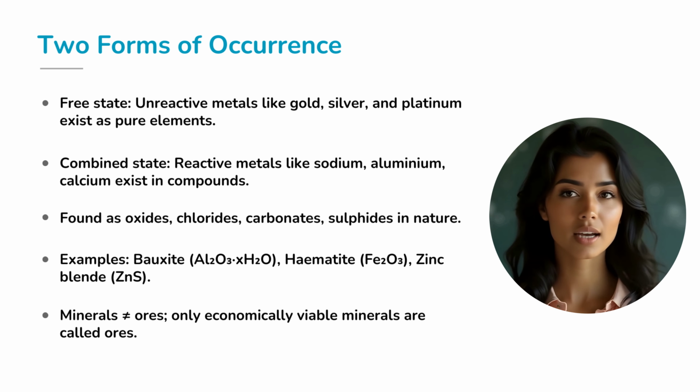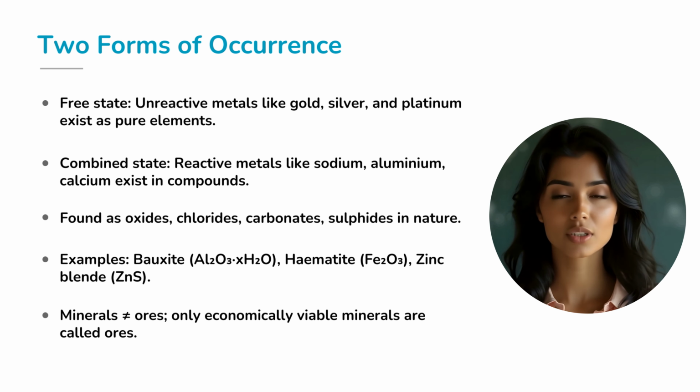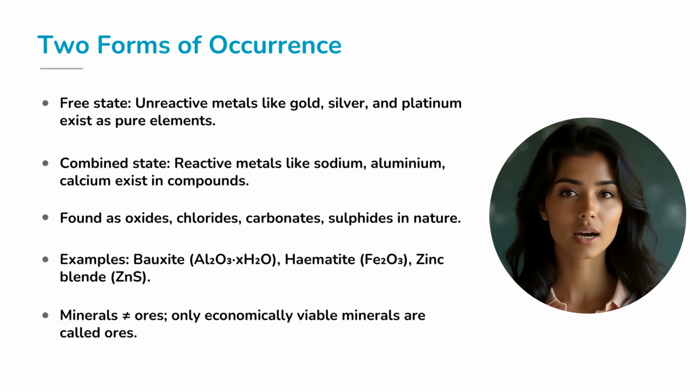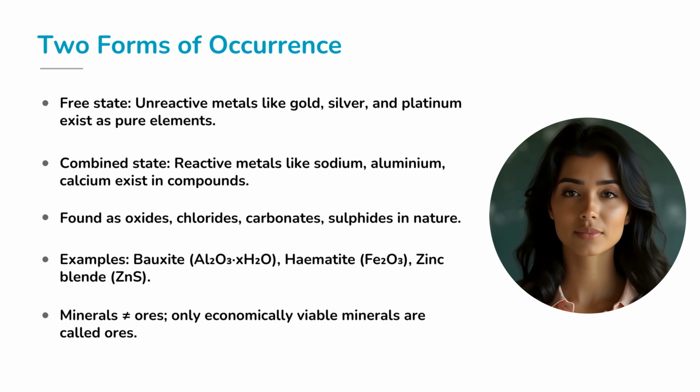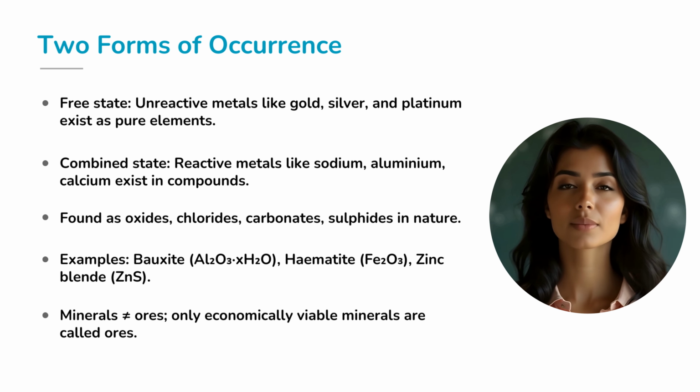For example, aluminium is extracted from bauxite, which is hydrated aluminium oxide. Iron comes from hematite, which is iron 3 oxide. It's important to note that not all minerals are ores, only those with high enough metal content to justify extraction.